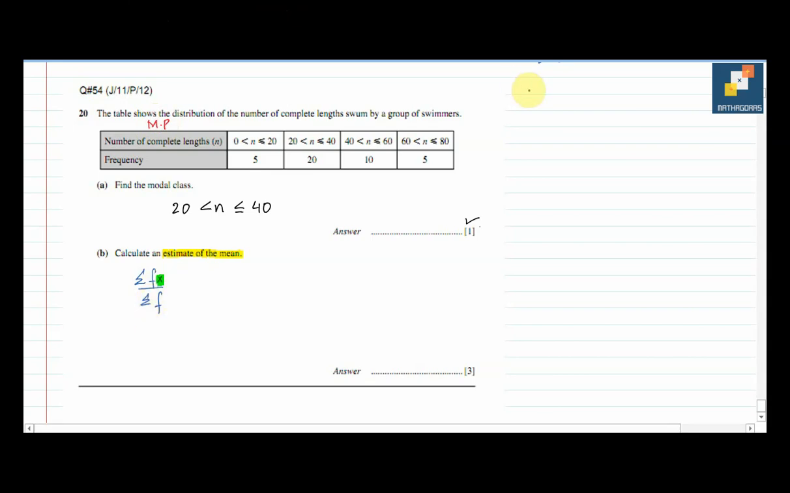So first you need to give it a try by yourself. Time is 3 minutes to solve this question, and then I will start. So begin.